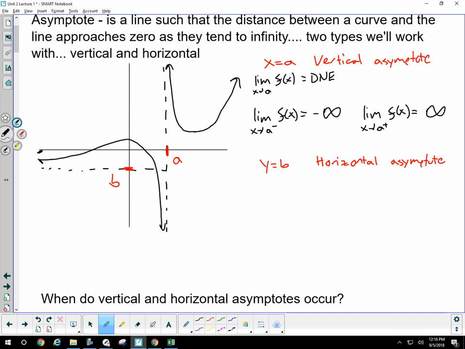Okay, so our goal is to locate a vertical asymptote and then figure out which direction my function is trending as we get closer and closer to the vertical asymptote.